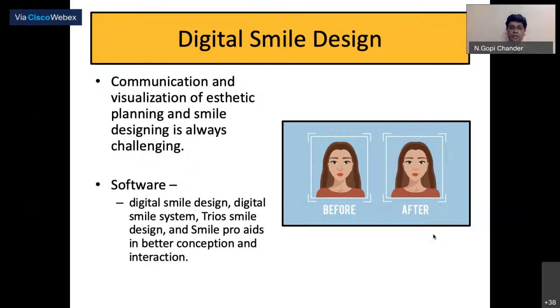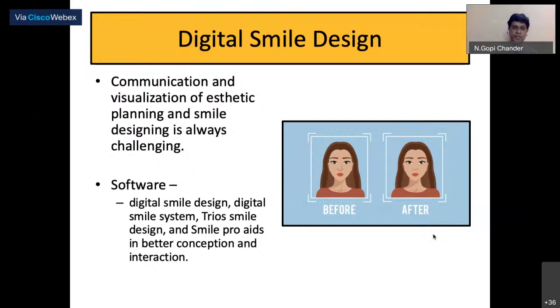There are various software programs available. The commonly used are DSD, that is Digital Smile Design, Cryo Smile Design, and Smile Pro 8. So various application platforms are available. The only thing is you have to understand the applications to be used. It takes a little bit of time for you to get used to these systems.